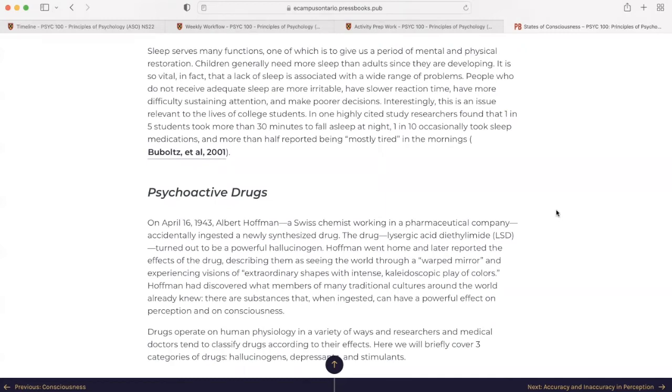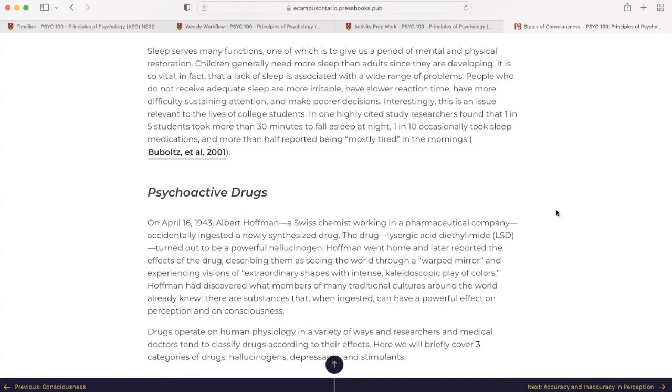Interestingly, this is an issue relevant to the lives of college students. In one highly cited study, researchers found that 1 in 5 students took more than 30 minutes to fall asleep at night. 1 in 10 occasionally took sleep medications, and more than half reported being mostly tired in the mornings.